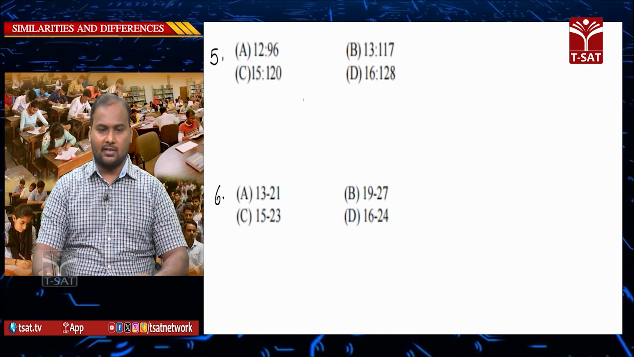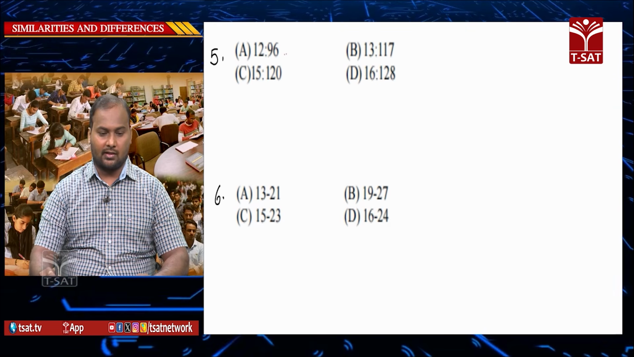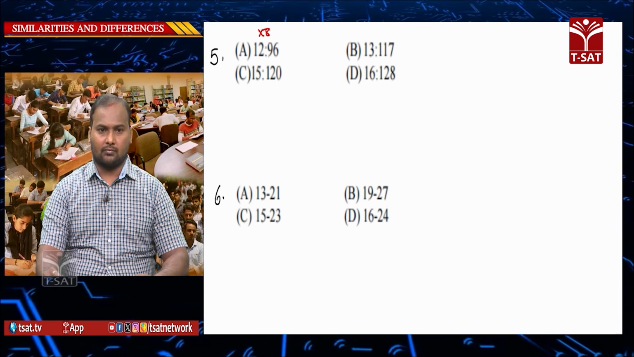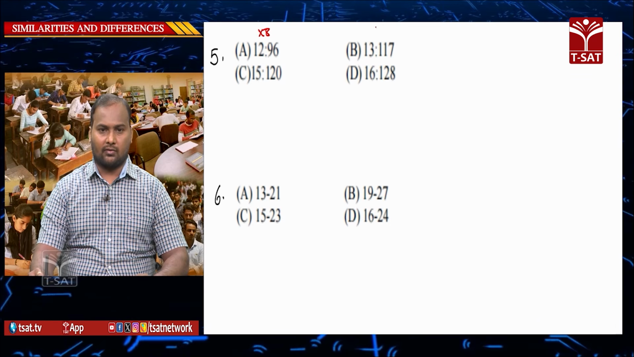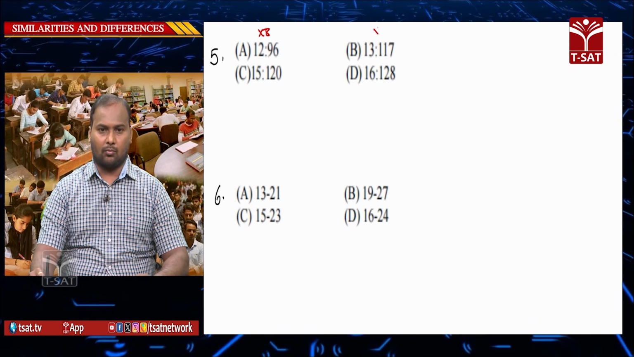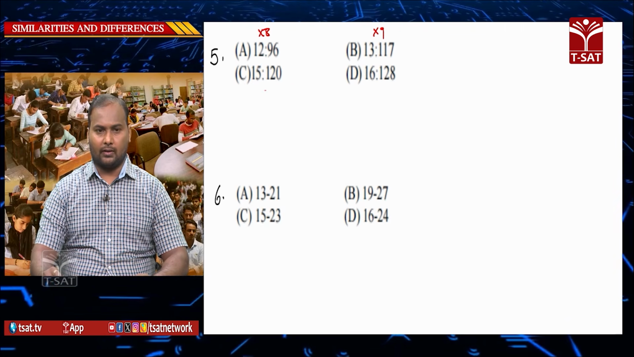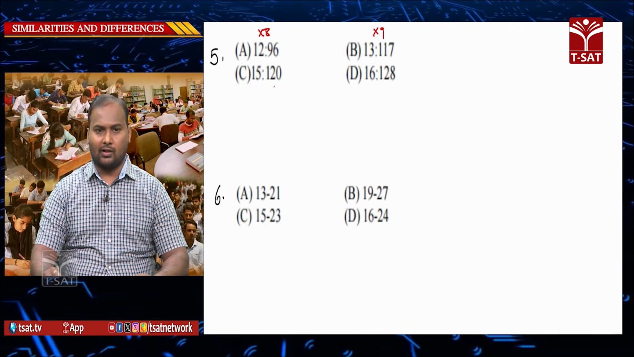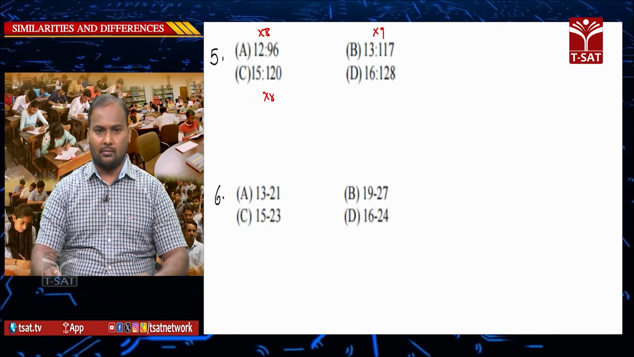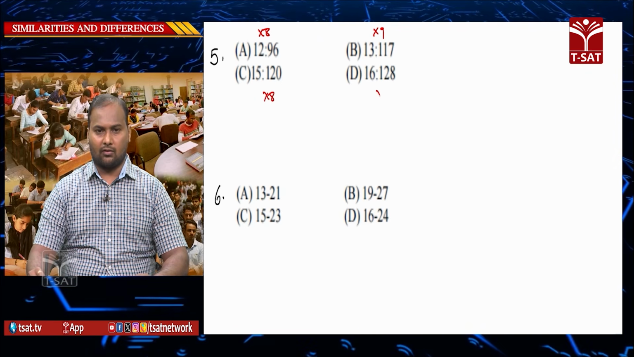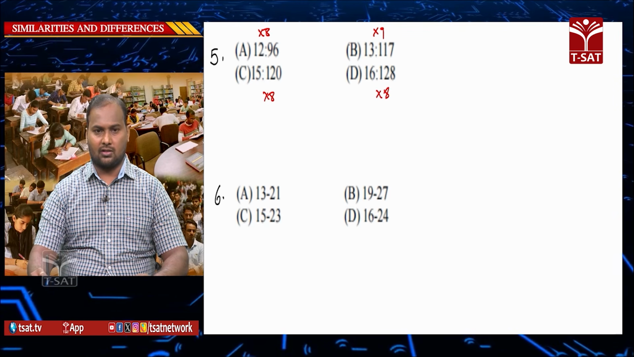But I can say this, 96 is a multiple of 12. The logic here is 96 is a multiple of 12. So how many times? 8 times directly. 13 and 117, again 117 is a multiple of 13. How many times? 9 times. Now come to 15 and 120. Again 120 is a multiple of 15. How many times? 8 times. In the same way 120 is a multiple of 16. How many times? 8 times. So your answer is option B.